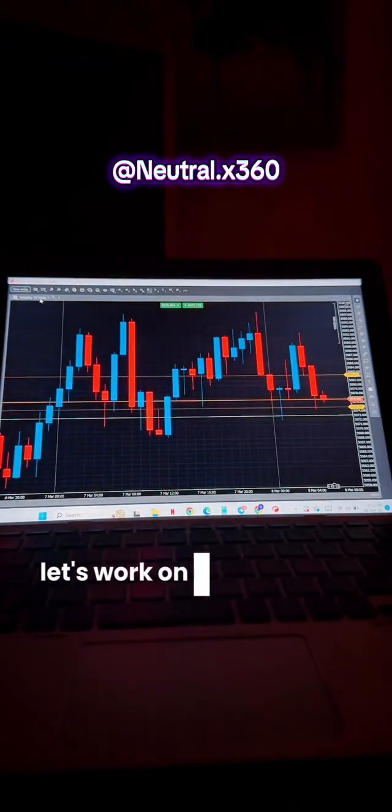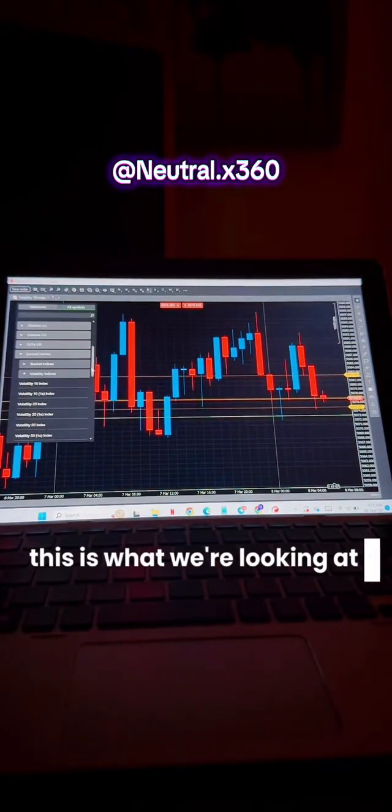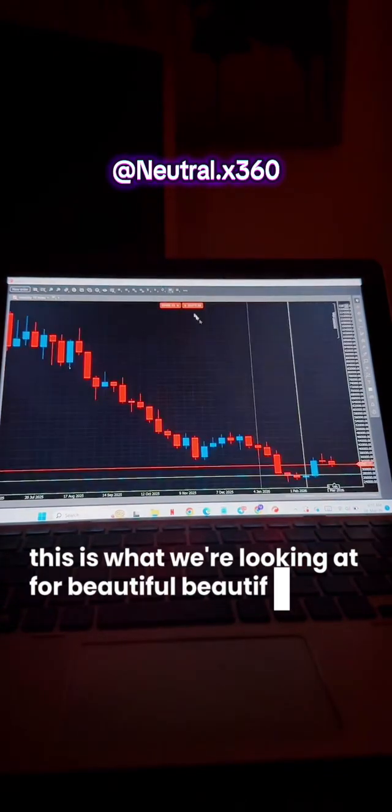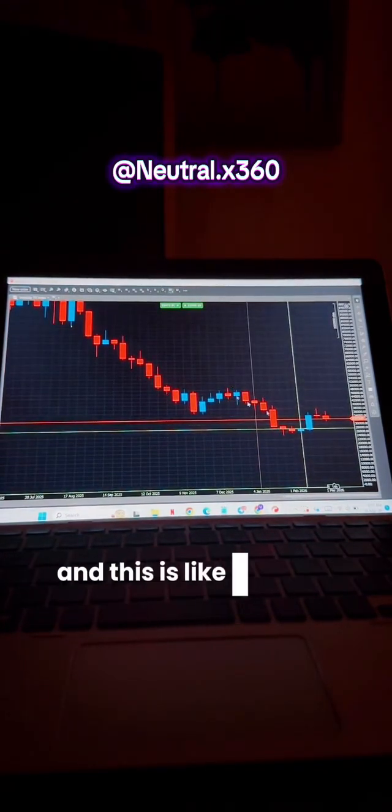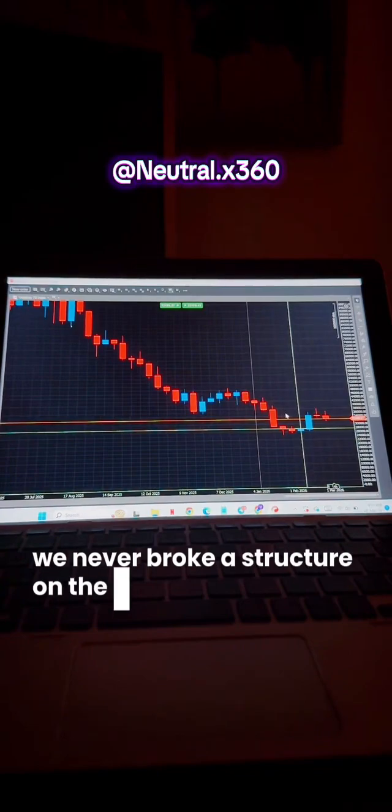All right, so let's work on our B75, guys. For B75, this is what we're looking at. Beautiful. This is a strong downward movement. You see, guys, we never broke structure to the upside, and this candle is still printing.